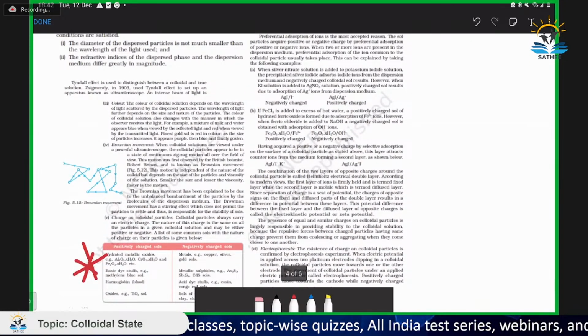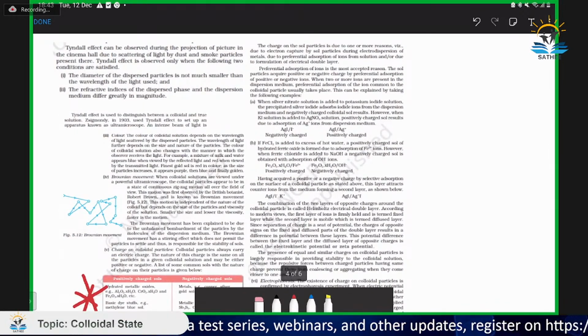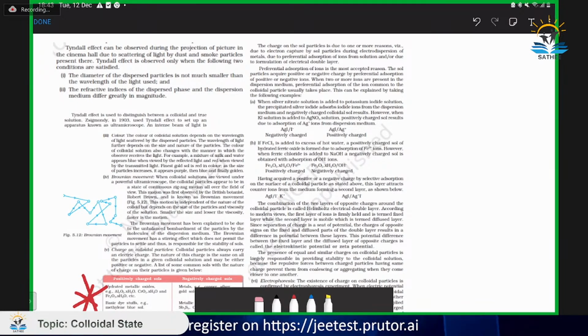Colloidal particles always carry an electric charge. There are no neutral colloids. The charge on the solid particles is due to one or more reasons: due to electron capture by solid particles during electrodispersion of metals, due to preferential adsorption of ions from solution, and/or due to formation of an electrical double layer. So basically, there are multiple ways of acquiring a charge.